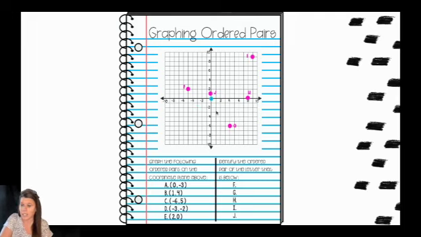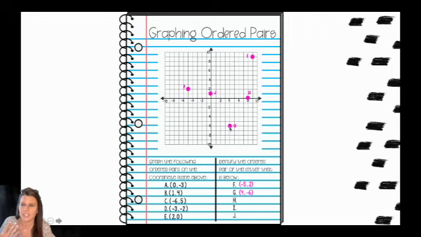And then I have letter E. So I have (2, 0). That x tells me to go right 2. That 0 tells me to stay where I'm at. And that's letter E. So let's take a look at F. F is (-5, 2). So I went left 5, up 2. That's where my point is. G is (4, -6). So I go right 4, down 6.